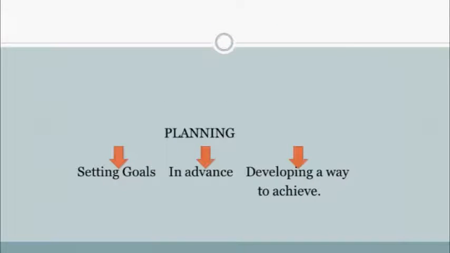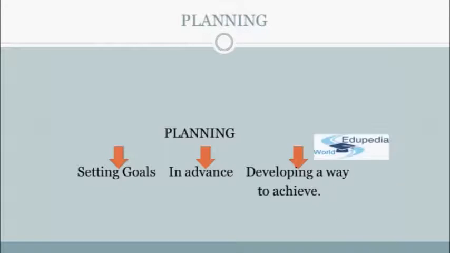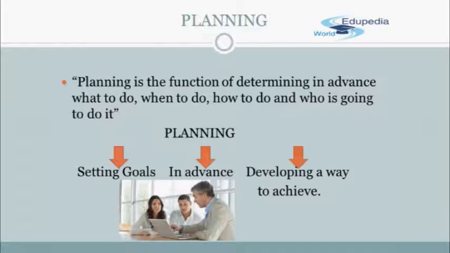Let's take number 1, planning. Now what is planning? How can you define planning? As you can see in the slide, planning is the function of determining in advance what to do, when to do, how to do, and who is going to do it. It involves setting goals in advance and developing a way of achieving them efficiently and effectively. Planning cannot prevent problems, but it can predict them and prepare contingency plans to deal with them if and when they occur. So this is what planning is.